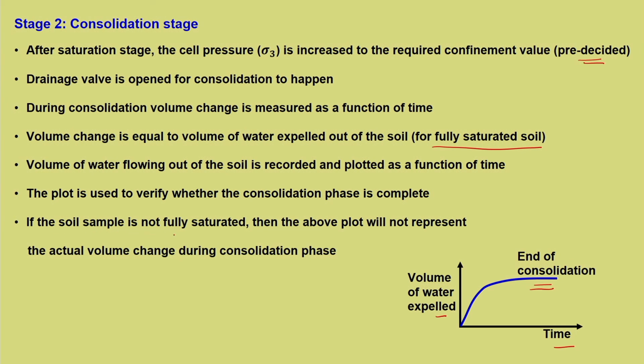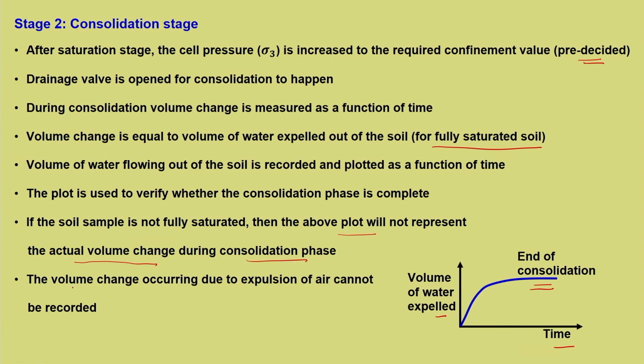So, if the soil sample is not fully saturated, then this plot will not represent the actual volume change during the consolidation phase. Why? Because the volume change occurring due to expulsion of air cannot be recorded. Now, let us say that there is some amount of air also present because of poor saturation. What will happen when the confinement load is applied for conducting the consolidation? The air also displaces and there will be a volume change associated with the displacement of air. That volume change we cannot capture.